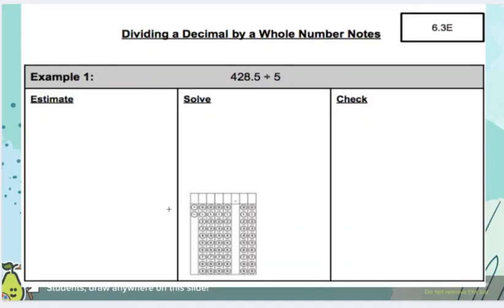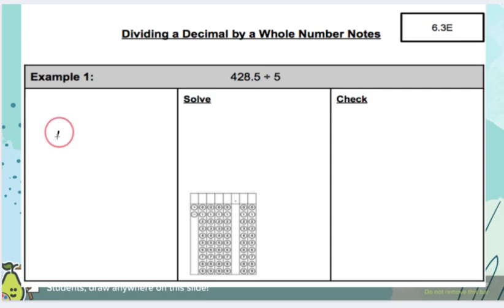Hi everyone, so this is your example one. Today we're going to be talking about dividing a decimal by a whole number. So this is our division right here. Again, we're not going to estimate, so we're going to erase this because we're not going to work with that. But what we are going to work with is how do I rewrite this?